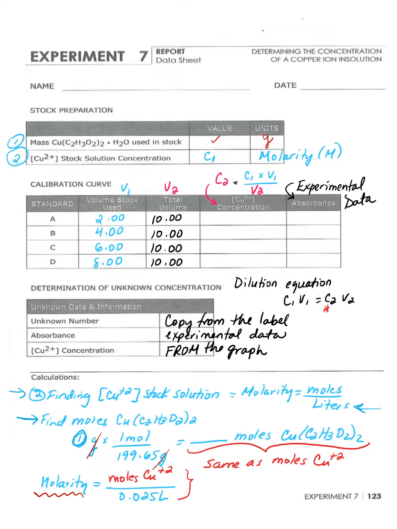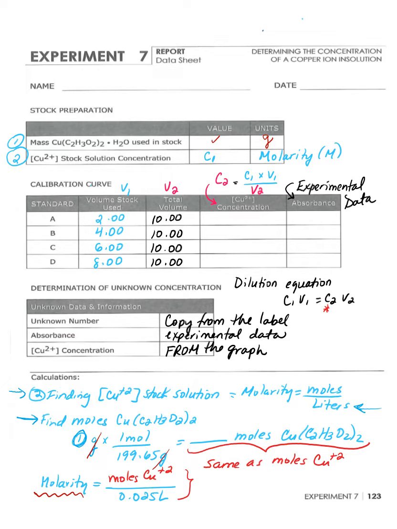It's not going to be exactly 0.1 because you don't have 0.500 as the mass for your copper acetate. You were weighing an amount that was close to 0.5, but probably you don't have exactly 0.5. So your molar concentration will be close to 0.1. So if you're getting a number that is very different from 0.1, go back and check your calculations.